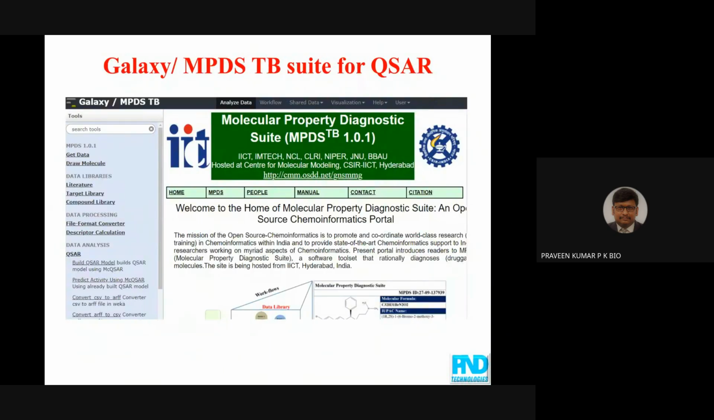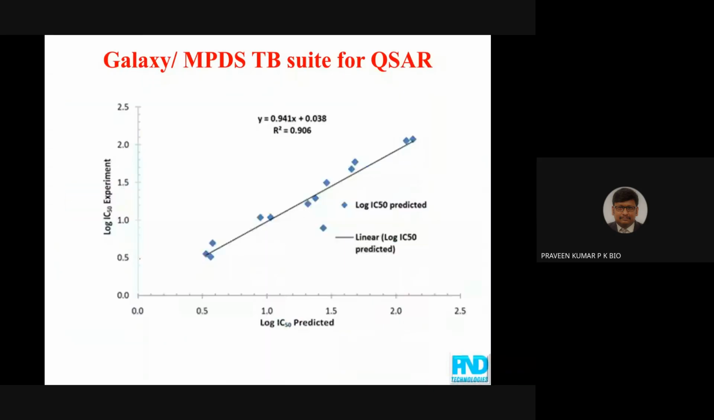And there is one more tool called Galaxy. This is used for predicting QSAR. This is an online tool. We have an option for building a QSAR model here, and after that, we can predict activity. So through these kinds of links available.